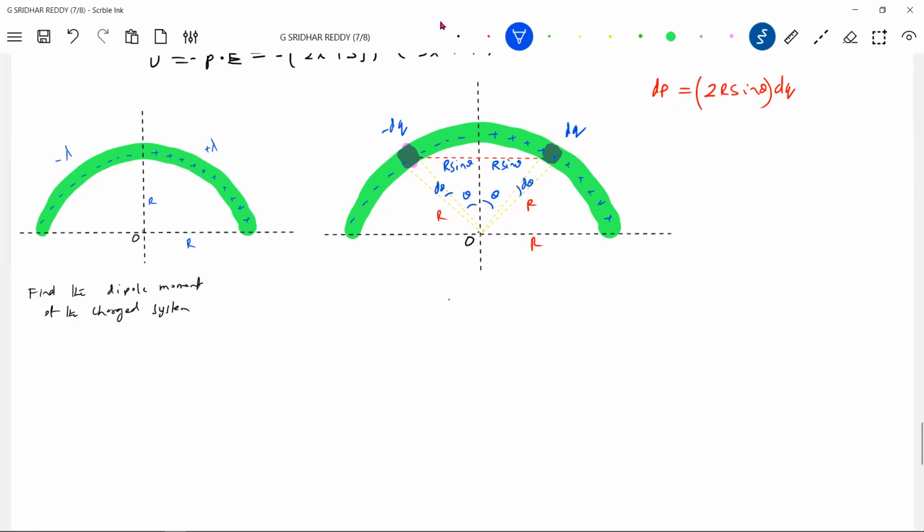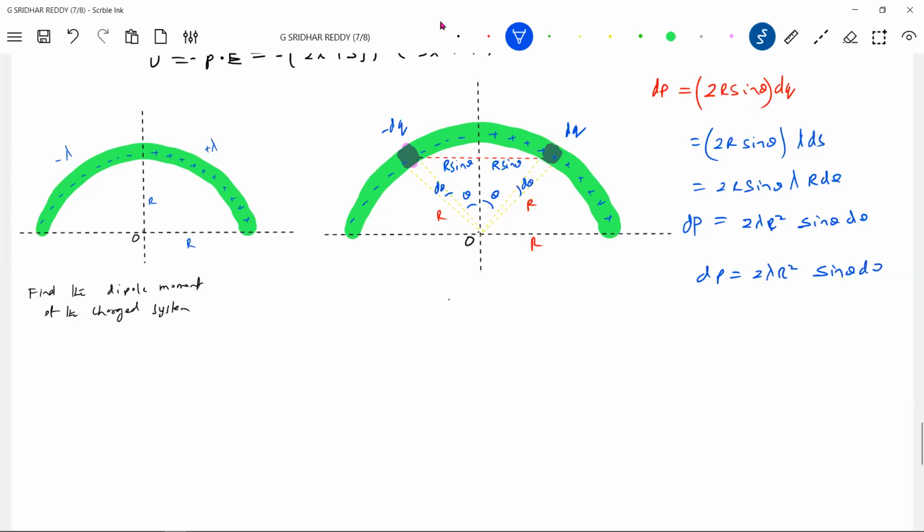Now we define the dipole moment. So what is dq? dq can be written as lambda into ds, and ds is r d theta. So dp is 2 lambda r square sine theta d theta. Let me integrate. What should be the limit? 0 to pi by 2, because I assumed two elements.